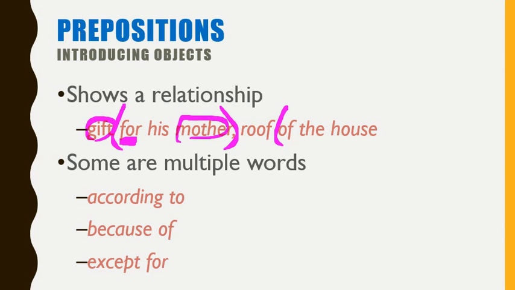Roof of the house also. There's your prepositional phrase. We're showing a relationship between the roof and the house, right? Some prepositions are not just single words, but they can be multiple words like according to, because of, except for. There are several more of these multiple word prepositions, and if you would like to know what they are, you can go ahead and look them up.